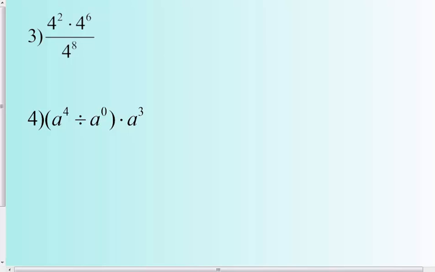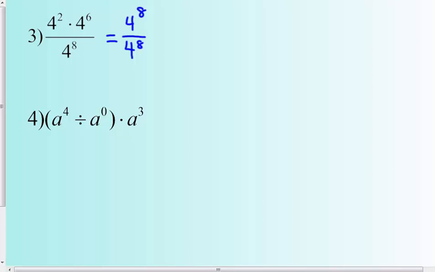4 to the second times 4 to the sixth over 4 to the eighth. Well, we know how to simplify these. We've already done this. This is 4 to the, keep the base, add the exponents, over 4 to the eighth. Well, any number divided by itself is going to equal 1. That's one way I know this expression is 1.